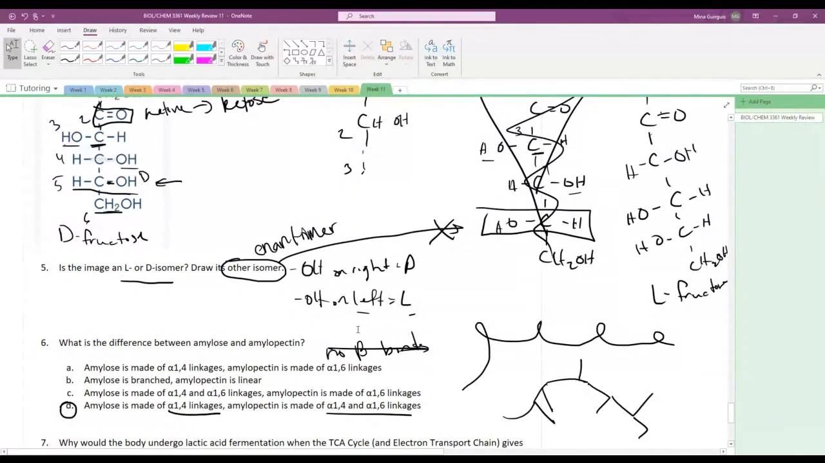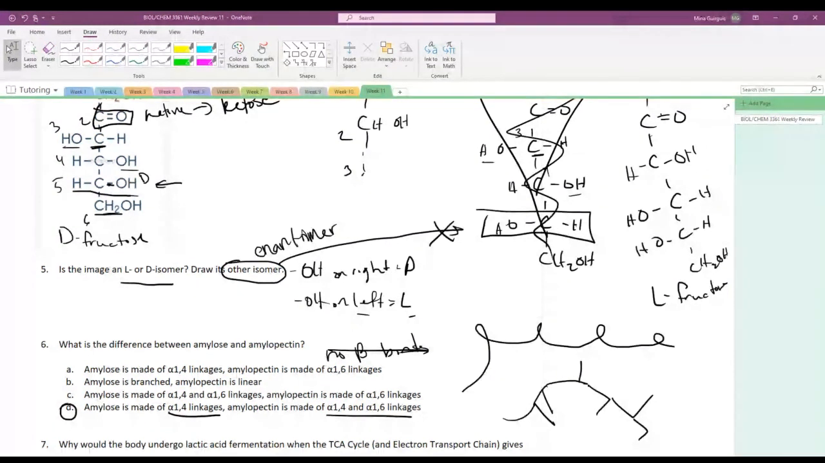Okay. I'm going to pause for a moment because I know polysaccharides are one of the confusing ones we don't really like. So if anyone has any questions, please feel free to ask.